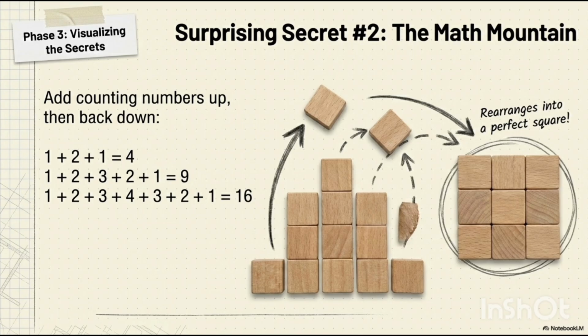Now you saw the math mountain. Now actually the answers of this math mountain are the squares. So first we get 4 which is 2 square, then we get 9 which is 3 square, then we get 16 which is 4 square. Next we will get 25 because 5 into 5 is equal to 25. So the square of 5 is equal to 25.